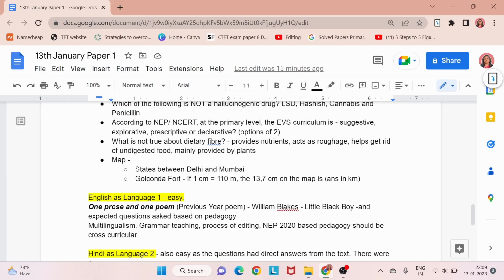Also, they had this Golconda Fort question, which has been asked before, where on a map 1 centimeter is equal to something. Here it was 110 meters, and Fateh Darwaja to some place is 13.7 centimeters on the map. So how much is it in actual? This is a question which has been asked 2 3 times before. They just changed the numbers.